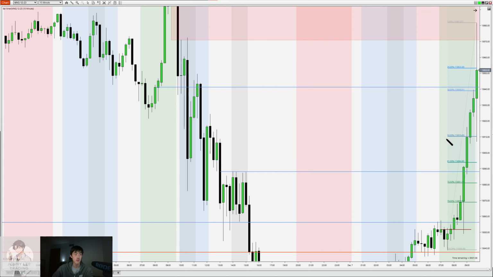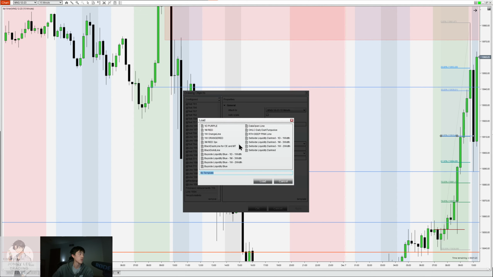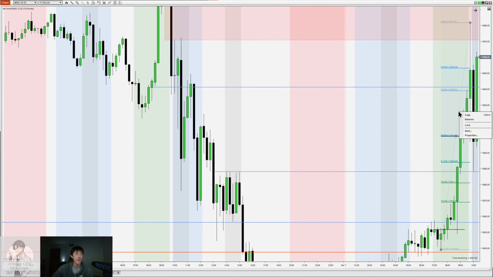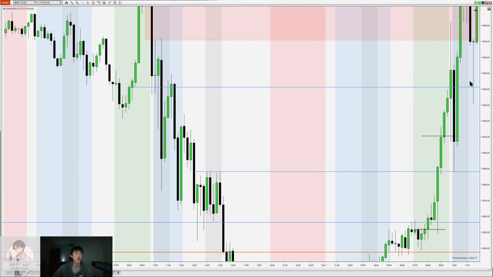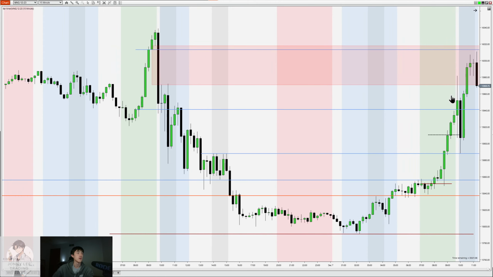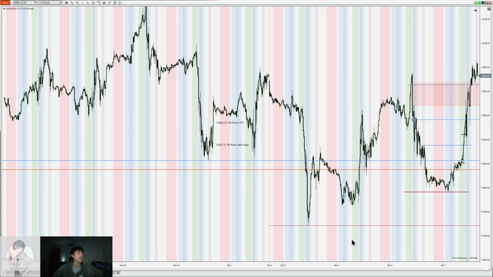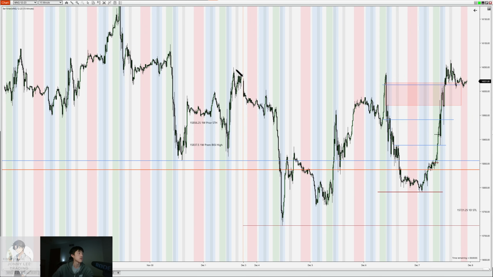So let's mark that out as well. Equilibrium right here. We'll mark that out just a little bit further here. And we'll give it the equilibrium, good old equilibrium, black lines. And it continues higher for the rest of the day, respecting consequent encroachment or mean threshold of these order blocks, and continues higher. Ultimately, targeting this sell side imbalance and, of course, relative equal highs from back here.